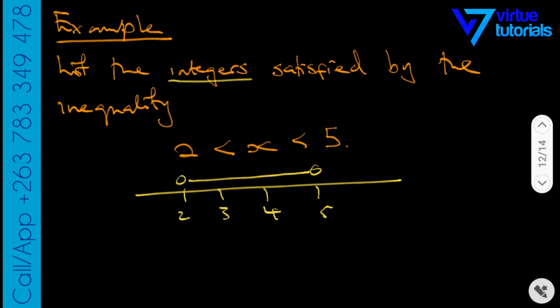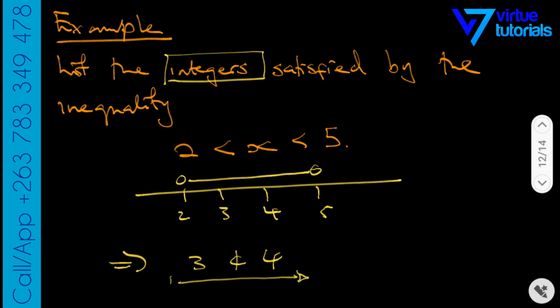So when they say list integers, right? Integers are whole numbers, no fractions involved, right? So integers which fit into this region here. The integers are 3 and 4. 3 and 4 are the numbers that are bigger than 2 but less than 5. So 3 and 4 are your answers for that there.